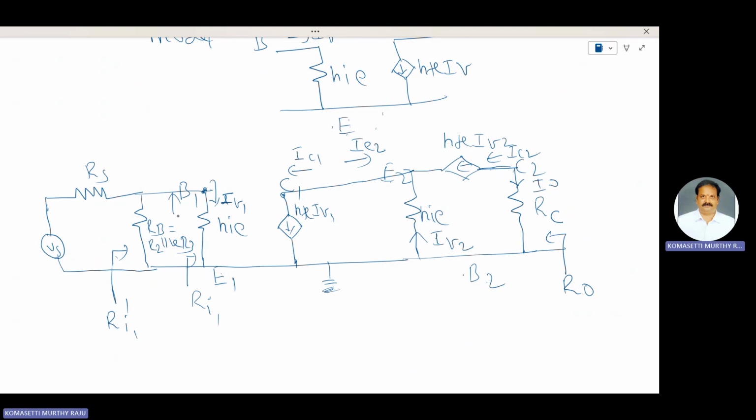This is for stage 1, the input voltage Vin1. Stage 1 output is V01, and this one across C2 is V0. First, you have to calculate the voltage gain AV.